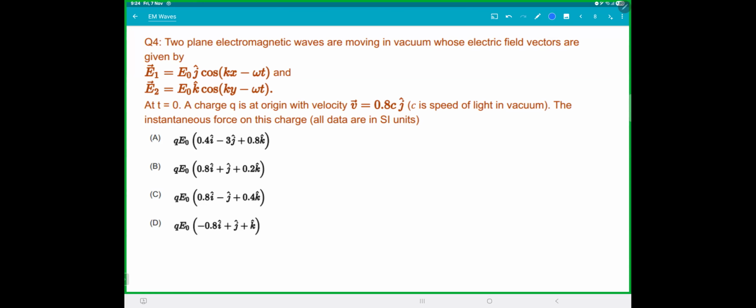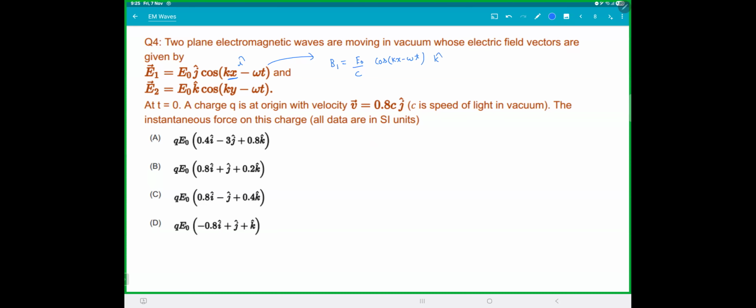Now, look at the problem here. We have two electric fields and the charge is also moving. For these kinds of questions, you need to realize this electric field will create a magnetic field B1, which is E naught by C. It will be cos(kx minus omega t). They'll be in phase. And what about the direction? This is going in I cap. So J cross B bar must be I cap. So that's K cap, isn't it?